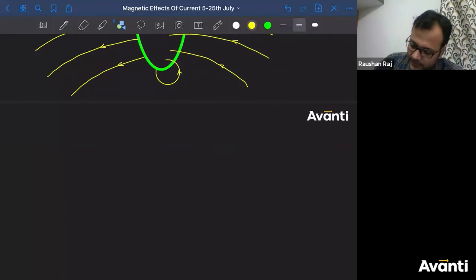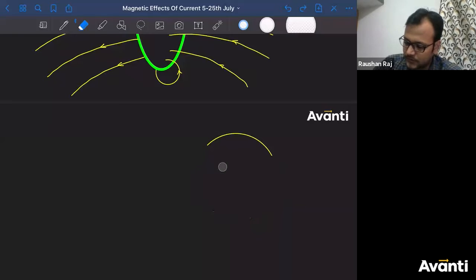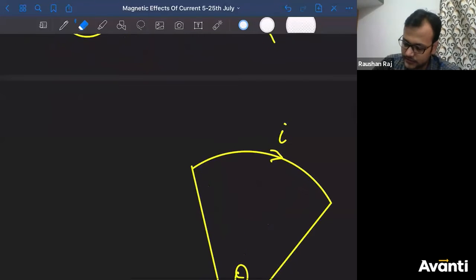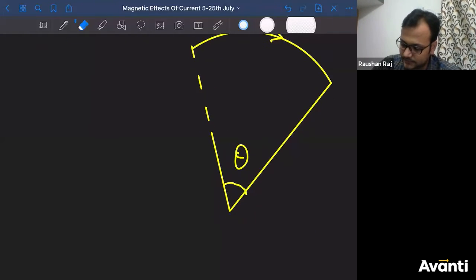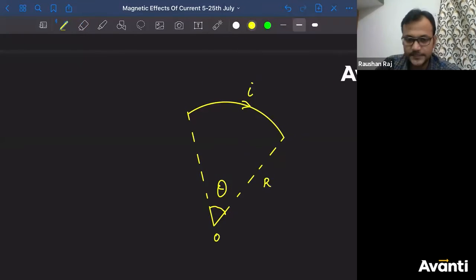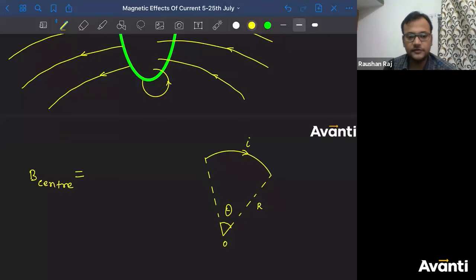अच्छा, if you have, let's say, an arc. इसको ऐसे यहाँ से join करो, इसको यहाँ से join करो. If this angle is theta and the current through this is, let's say, I. These are not the wire, these are dotted lines, just for the sake of representation. Now tell me, if the radius is R and this is the center O, what will be the B at the center? Tell me the value of B at the center.